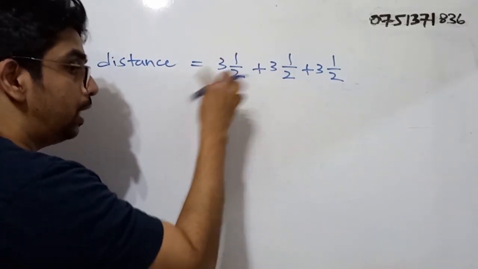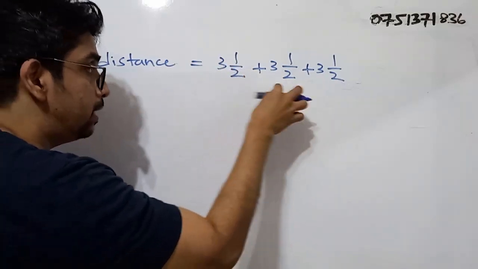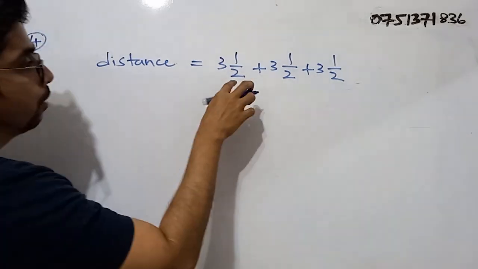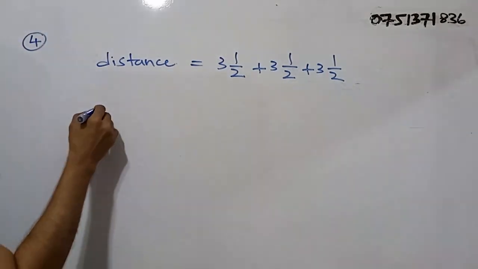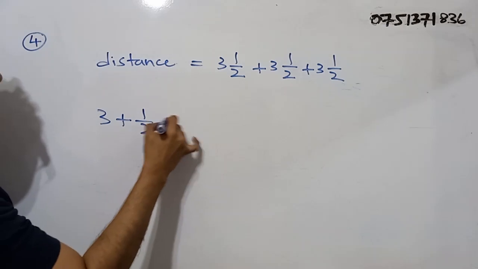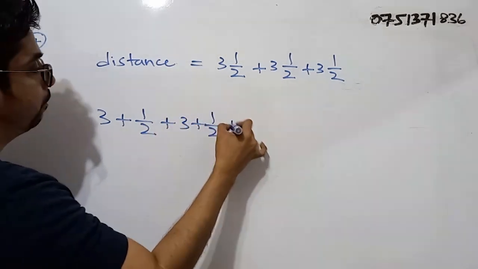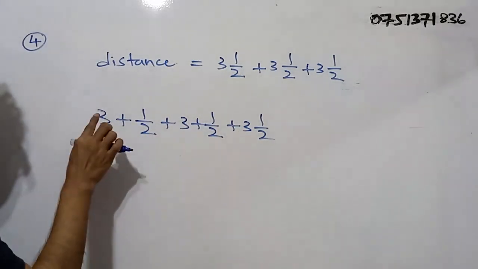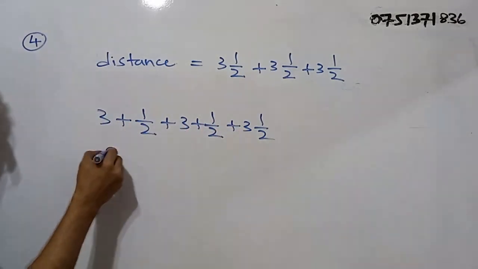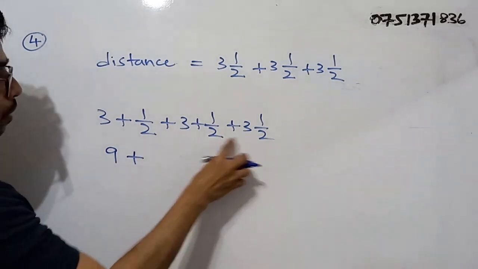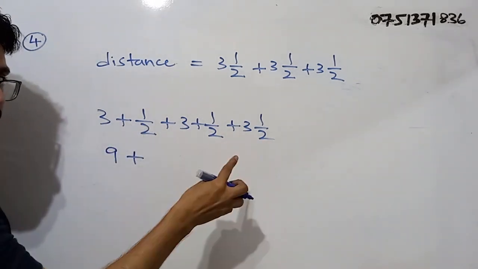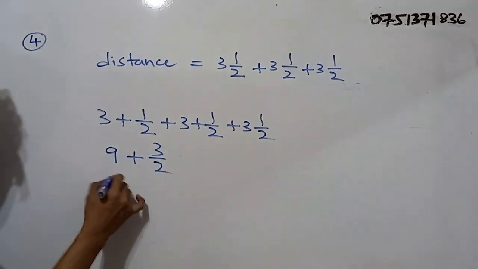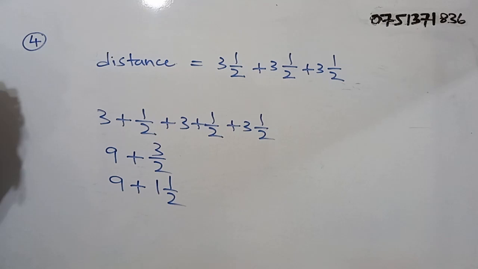So he walked 3 hours. So we have 3 sets of 3.5s. So how can we simplify this? So we can rewrite each of these fractions in this manner. 3 plus 1 half, 3 plus 1 half, 3 plus 1 half. Then we can add the whole number parts. So 3 plus 3, 6. 6 plus 3, 9. Plus, now we have what? 3 of halves. So 3 by 2. 3 by 2 means 9 plus 1.5.